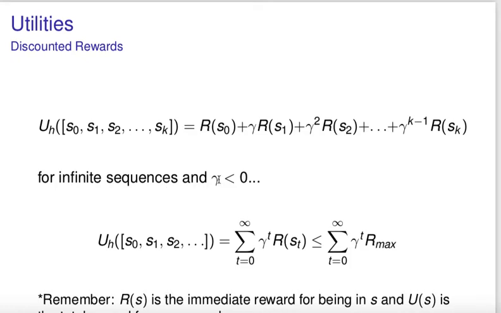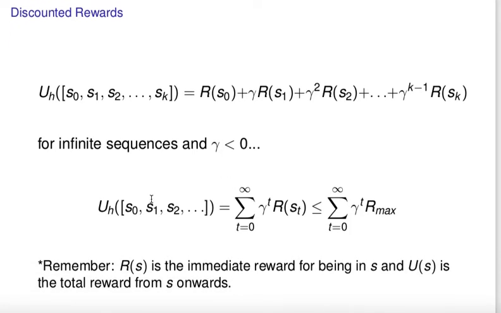Now, for infinite sequences with a gamma that's less than 1, we can think of the following. We can say that the utility at time t of all the states is the sum from t=0 to infinity of gamma to the t times the reward, okay? And that's going to be less than gamma to the t times the maximum reward or punishment, right? So this is the formula because we're delaying gratification.